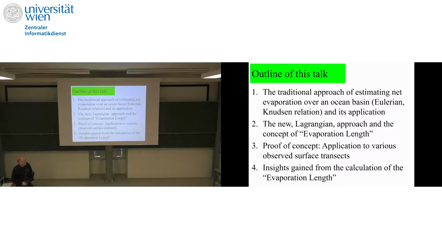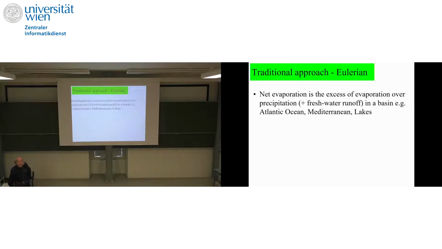And then towards the end, I'll show you how I think you can put it to work and learn something new about little things that we thought we knew, but we really didn't know that well. So what do we know about evaporation? Usually we look at the Eulerian approach, in which we look at the net evaporation. When I say evaporation, I mean net, the excess of removal of H2O molecules compared to what comes in. So it's the excess of evaporation over precipitation.